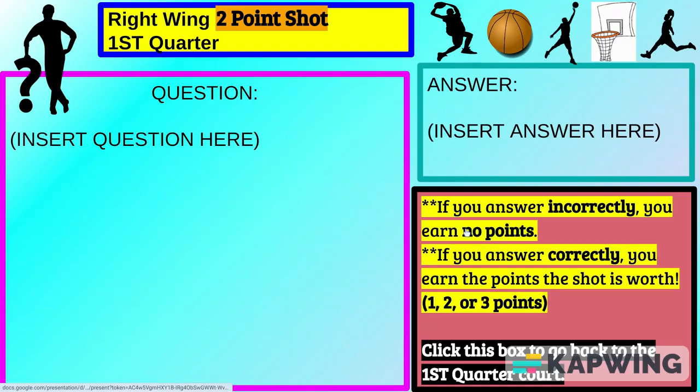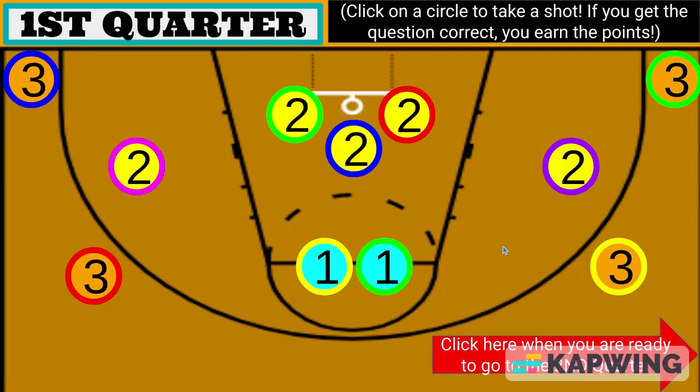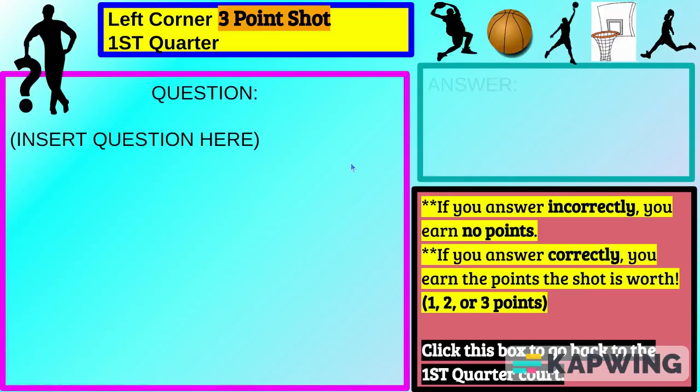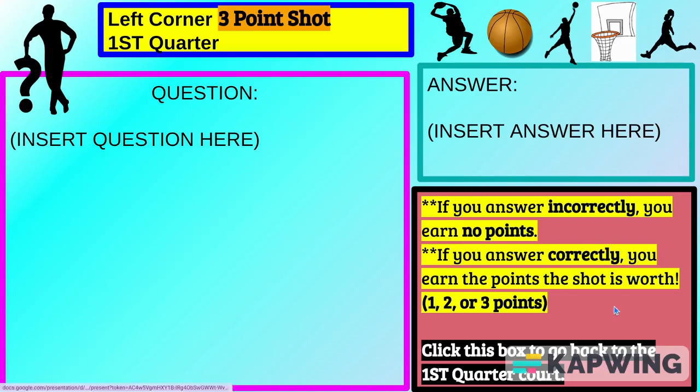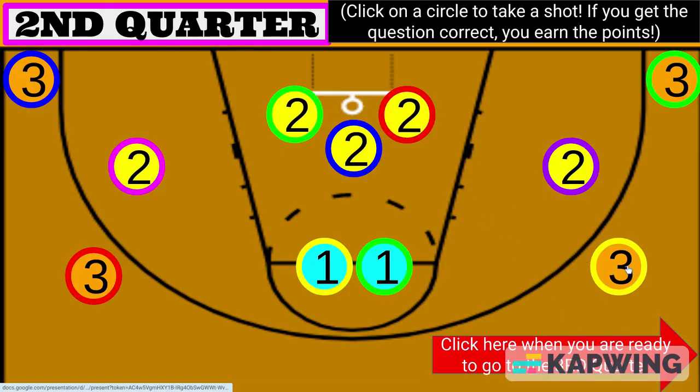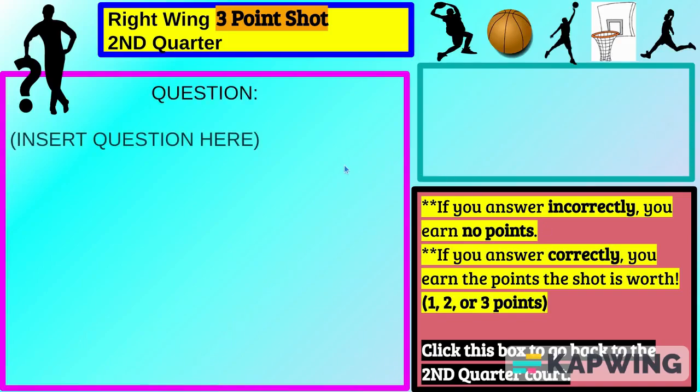When you're ready to move on, click on the box on the right side of the screen like you see here, and this will take you back to the first quarter court. Now, the next team will take their turn, and you repeat the same process as before. After you complete all the questions on the first quarter, you can then click on the arrow on the bottom of the screen, and this will take you to the second quarter. This will bring you to a new set of questions, and you continue the game just like before.